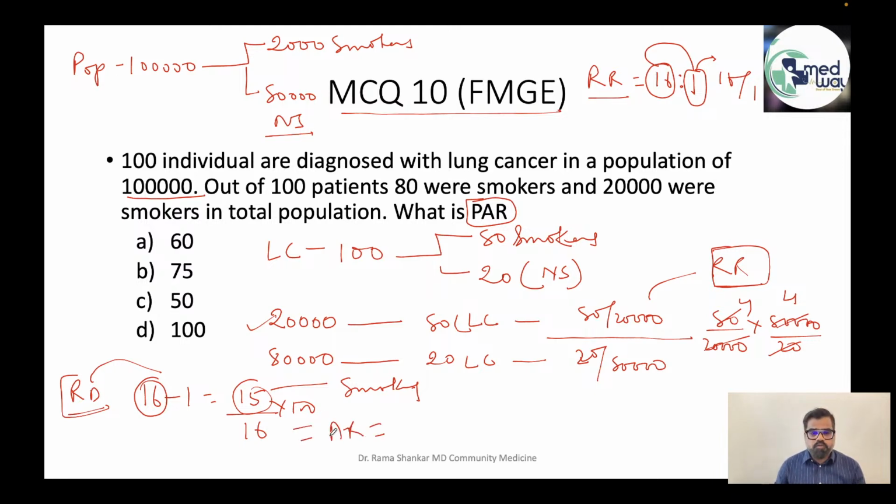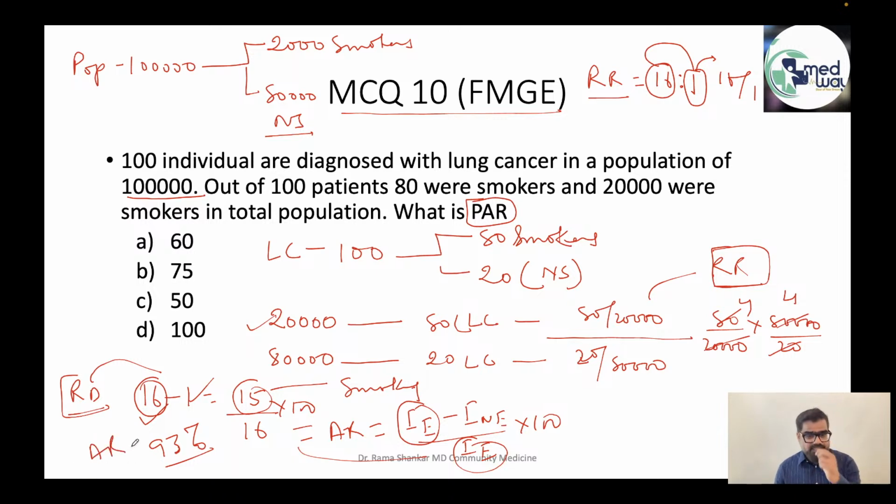attributable risk. And what is the attributable risk formula when we learn? We say incidence in exposed minus incidence in non-exposed out of incidence in exposed into 100. So this incidence in exposed is 16, incidence in non-exposed is 1, and this is 16, we have calculated, so we got 15 out of 16 into 100. So roughly around 93% is the attributable risk. Attributable risk means, what is 93%? How to understand that? If I remove smoking as a risk factor, I will be able to reduce lung cancer in exposed group by 93%.